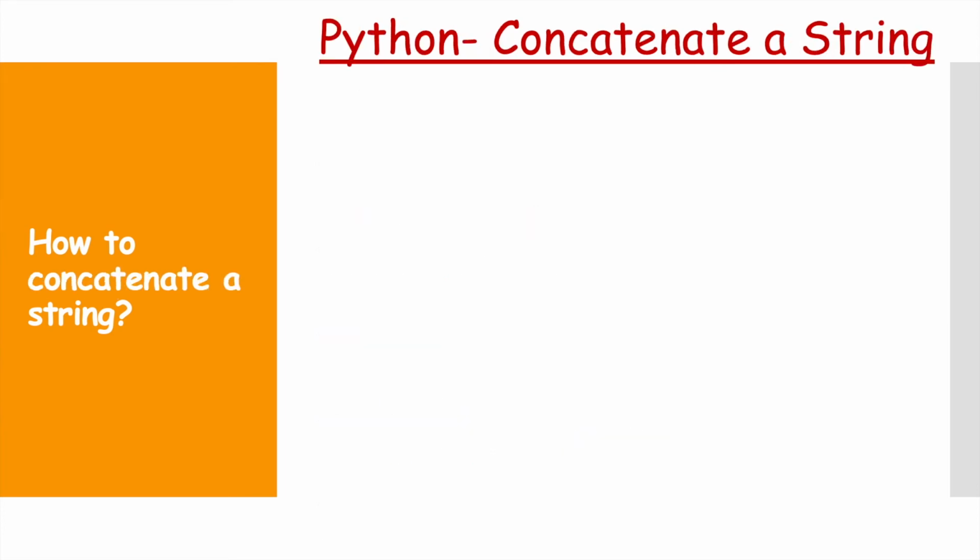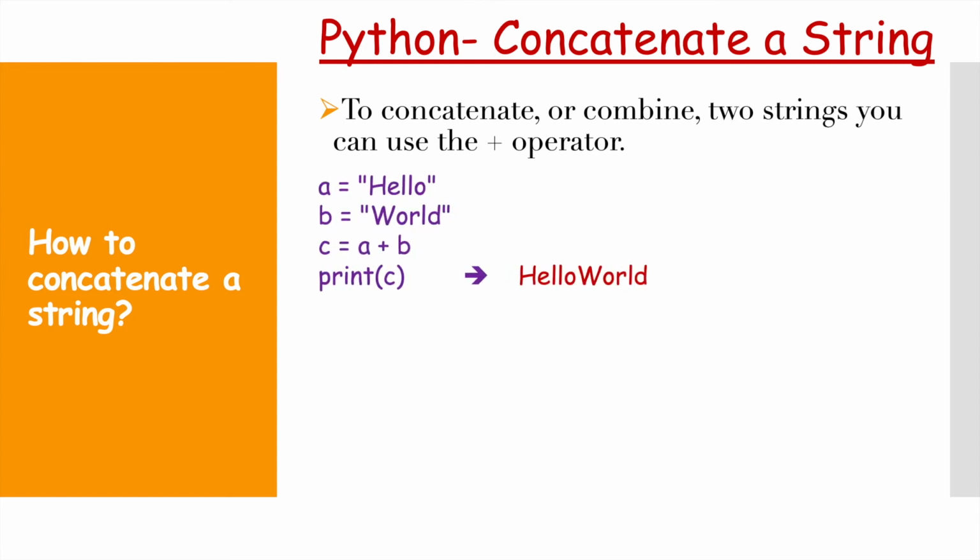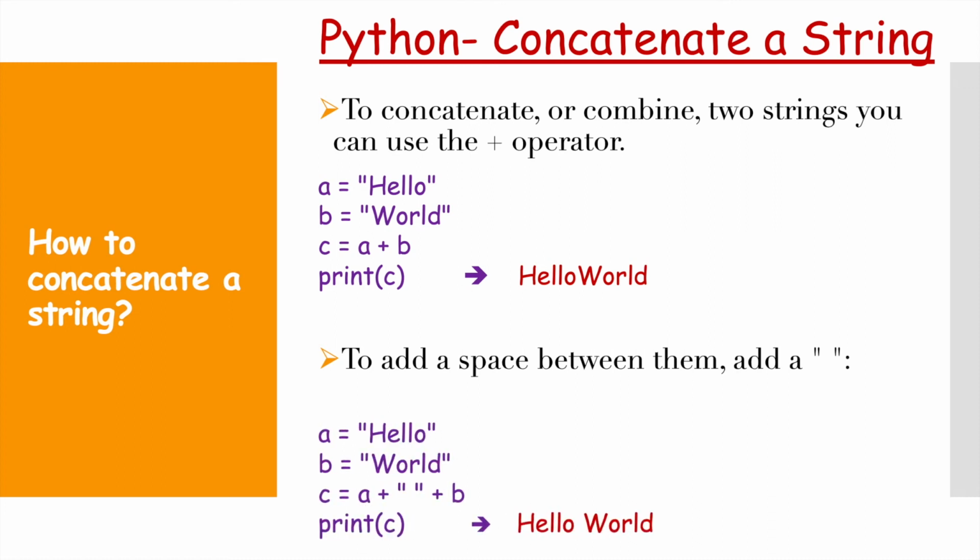So now let's see how to concatenate a string. To concatenate or combine two strings, you can use the plus operator. So here in this example, you have a string hello and another string world, and when you use a plus operator to concatenate the two strings and print the third string, that is C, you're going to get helloworld. Now to add a space between them, simply add a space within inverted commas and you're going to get hello space world. So to concatenate any two strings, simply make use of the plus operator.